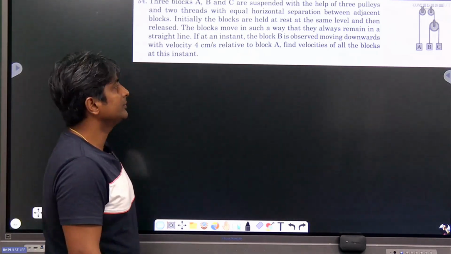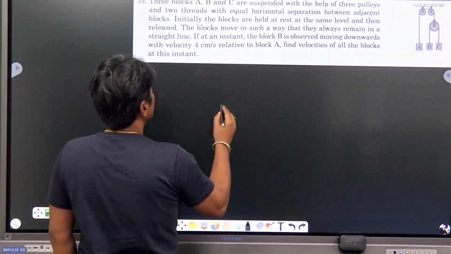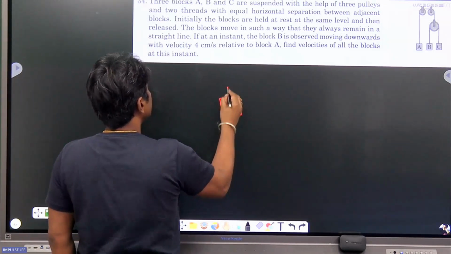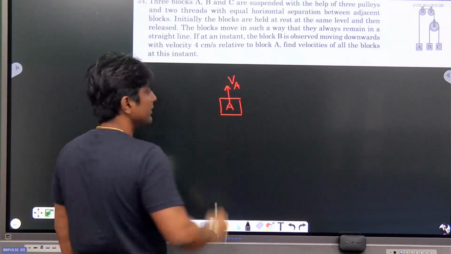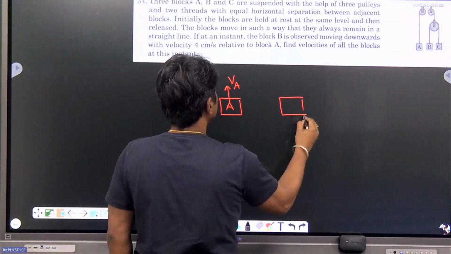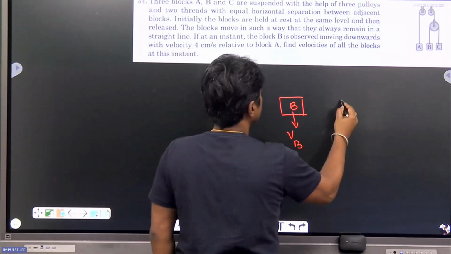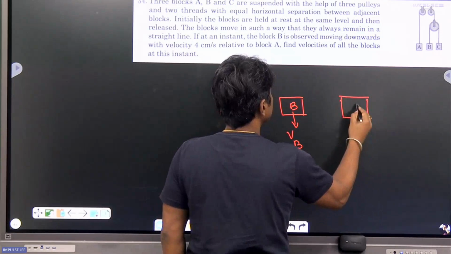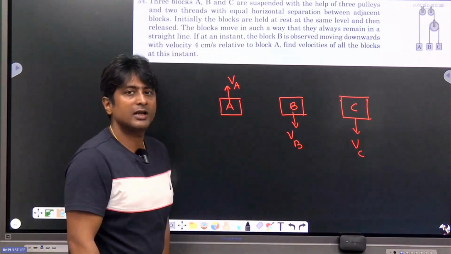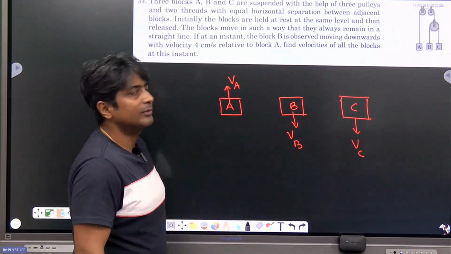So in this we have to assume that block A is going with VA in the upward direction, and this B block is moving with VB and this block C is moving with VC. All velocities are assumed in this ground frame. With respect to ground, the blocks are moving in this way.